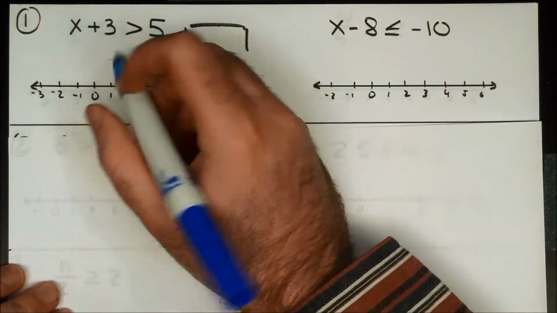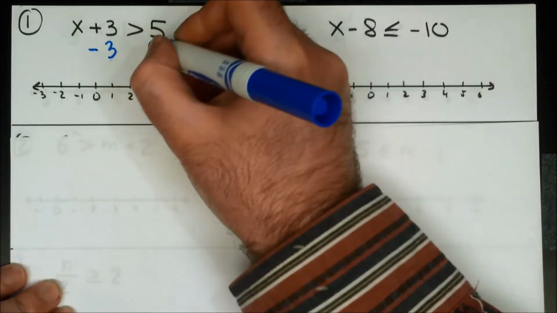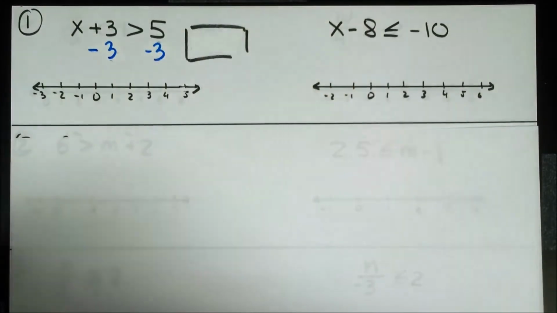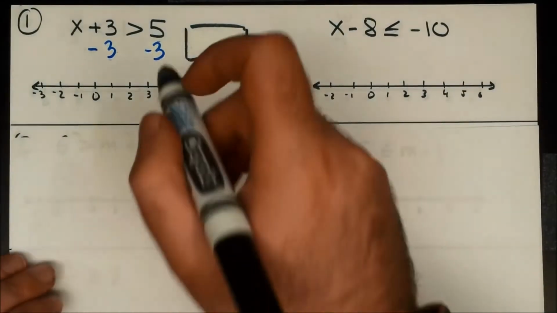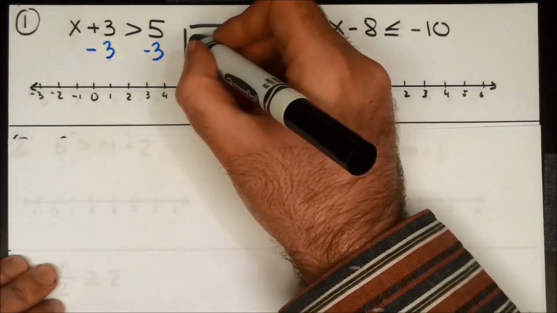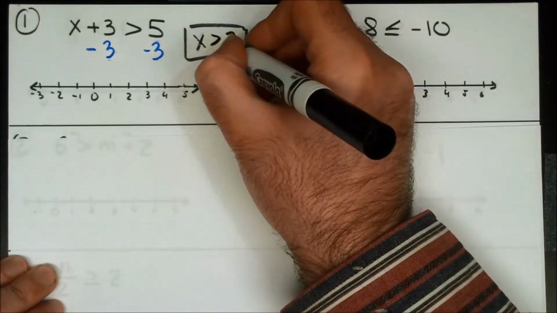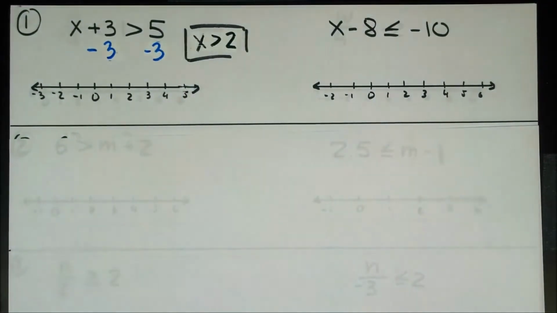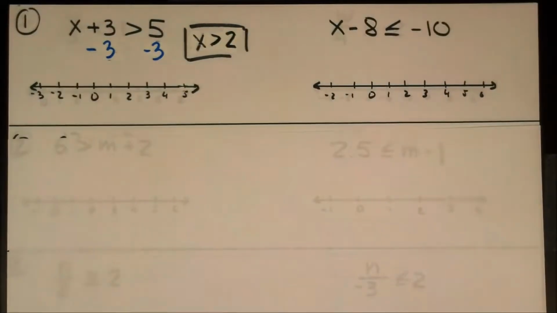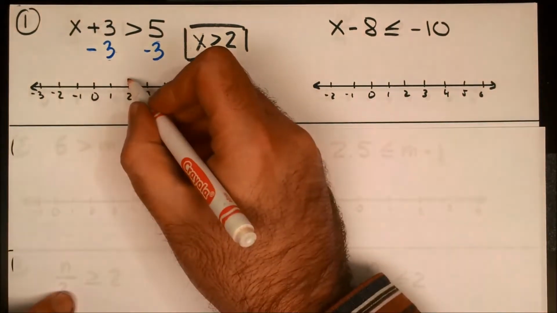So here, if I pretend that this is just a simple equation, the only way to get rid of this plus 3 is to subtract 3 from both sides. Of course, 5 minus 3 is 2, so x is greater than 2. Nothing flips here. The inequality symbol does not flip. And it's an open circle heading right, starting with 2.